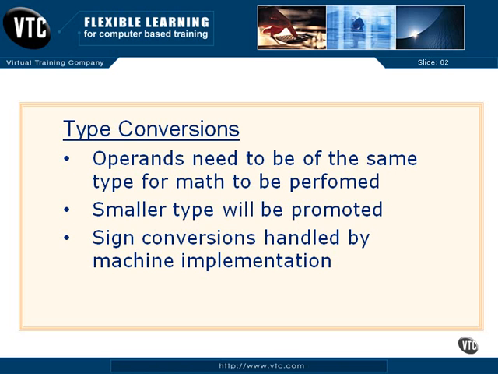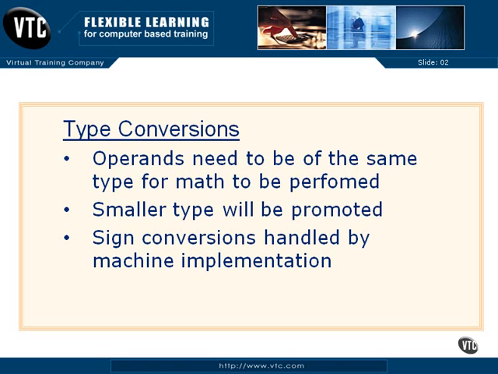Sign conversions: if you have unsigned values getting promoted or demoted into a signed value, characters to integers, and so on, the sign conversions are handled by the machine's implementation. Some machines use a high order bit for signed, some don't. Our Intel machines do, that we're talking about here. If it's Linux on Intel or Windows on Intel, they use the high order bit to show sign.